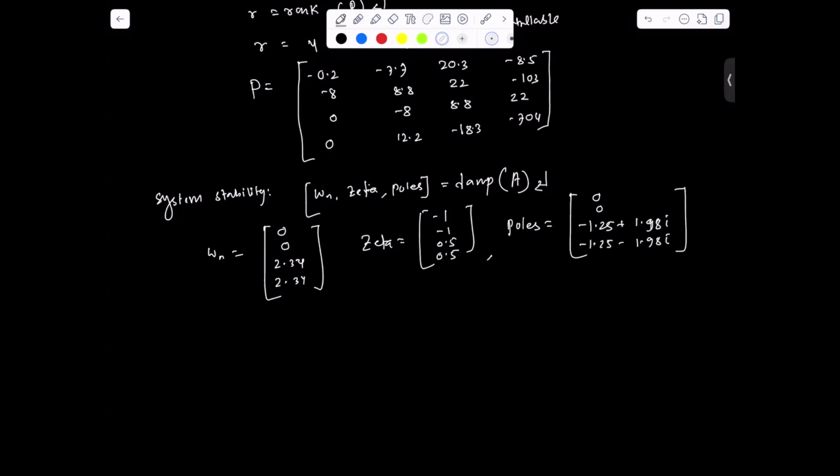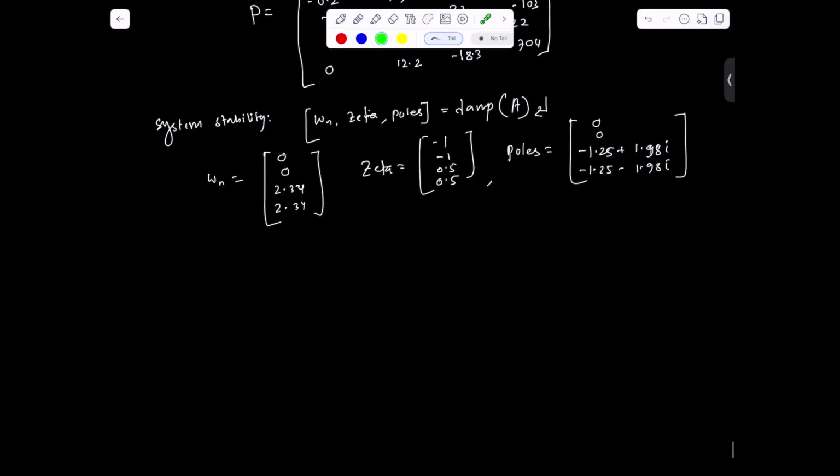So if you notice carefully, there are two poles at origin. If the system has two poles at origin, we can say the system is marginally stable. So in that case, we need to design the control.